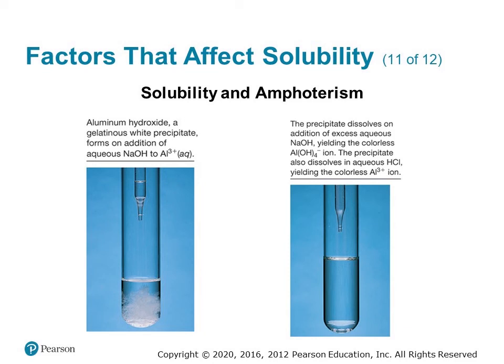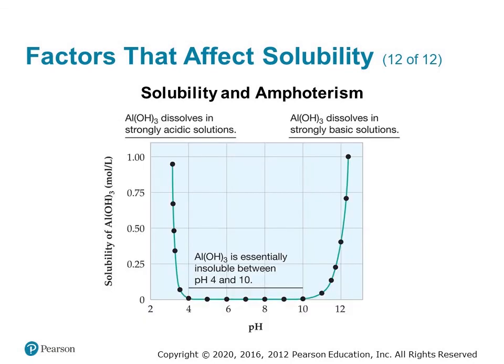In particular, with bases it forms the complex ion whose formula is shown on this slide, Al(OH)4 with a -1 charge. This is essentially a type of complex ion formation that removes aluminum ions from the product side of the dissociation equation. Taking this behavior into account, we get this strange graph where instead of there being a simple relationship between pH and solubility, aluminum hydroxide is essentially insoluble between pH 4 and pH 10, but has high solubility both below pH 4 and above pH 10.